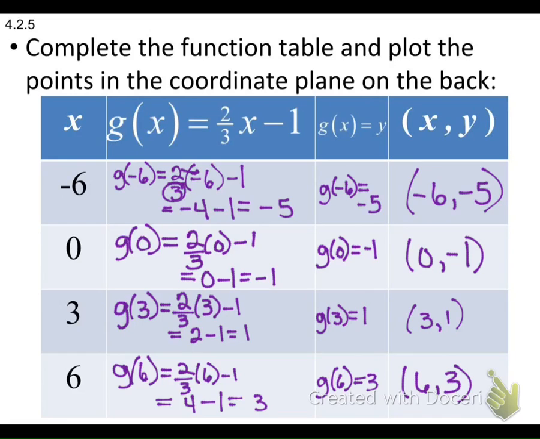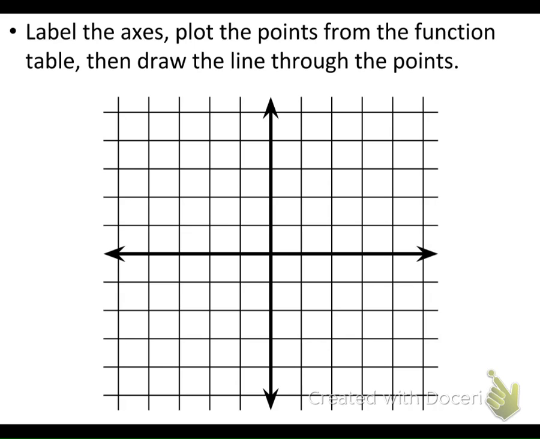Okay. David, you have your ordered pairs written out somewhere for me? Okay. So the first thing it says to do, label the axis, then plot the points from the function table, then draw the line through the points. So the first thing I want to do is label my axis. So what's my y and which one's my x? So my one that goes up and down is vertical. And my x goes side to side, which is horizontal.